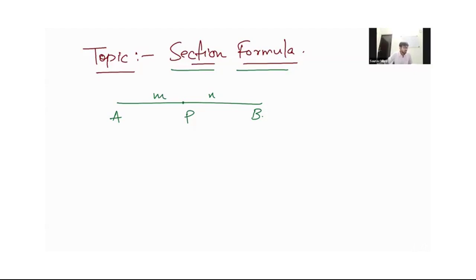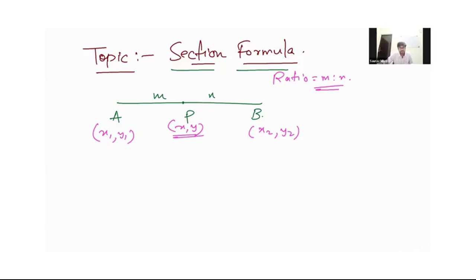Okay, so then let us take the coordinates of A as x1, y1 and the coordinates of B as x2, y2. Clear? Now since point P is dividing the line in the ratio m is to n, the ratio given here is m is to n. So let us take x comma y, since we don't know the coordinates of P.